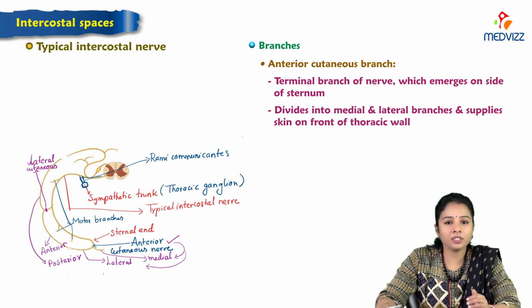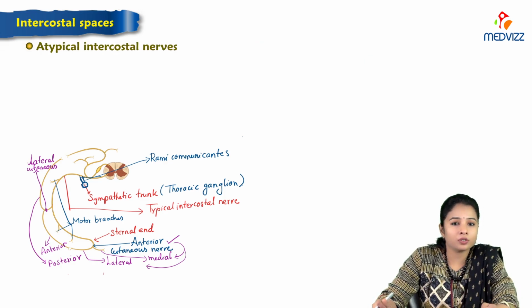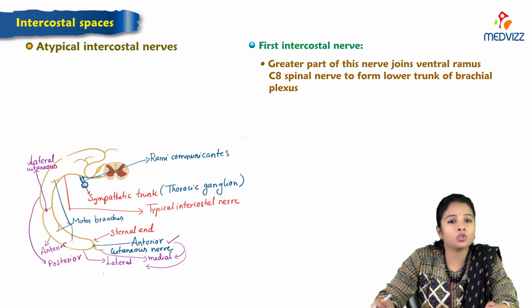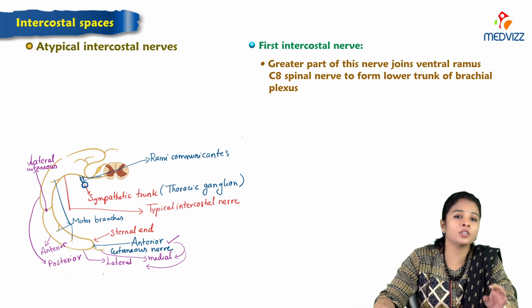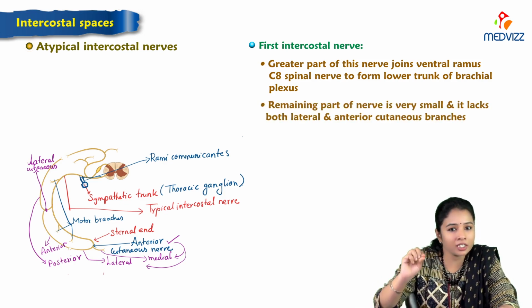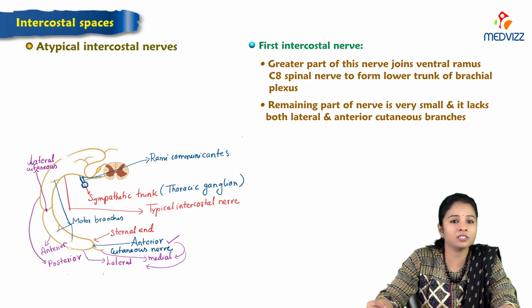So that is about the typical intercostal nerve. And there are atypical intercostal nerves also. That is, the first intercostal nerve is an atypical intercostal nerve. The greater part of this nerve joins the ventral ramus, that is the C8 spinal nerve, to form the lower trunk of brachial plexus. So the greater part of it contributes to the formation of brachial plexus. The remaining part of the nerve is very small, and it lacks both lateral and anterior cutaneous branches. So what we saw, the lateral and anterior cutaneous branches are absent in the first intercostal nerve.